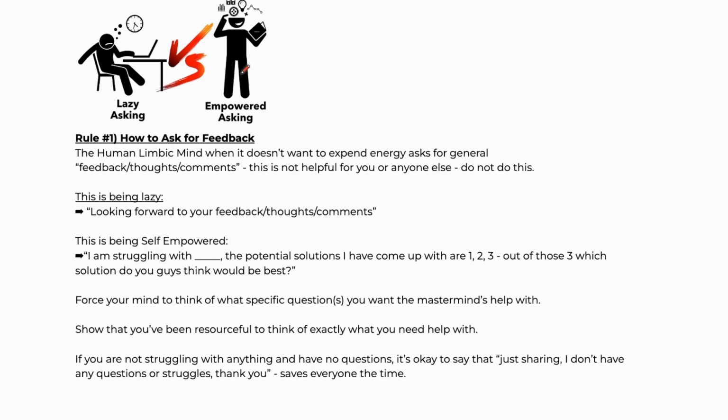Now, guess what? That means you are going to have to expend some energy to think ahead of time, which is the way empowered asking works. The human limbic mind doesn't want to use that energy, but that is why you're going to fight the human limbic mind and be conscious about it. Hey, I am struggling with, okay, when it comes to my SPICE framework, the potential solutions that I have already done the homework on are 1, 2, 3, 4, 5, 6. Out of those 6, which solution do you think would be best? Go ahead and pick one and let me know your thoughts on it, right? And so you've done the work ahead of time to empower not only yourself, but also the person to be able to help you in the best way possible, okay?